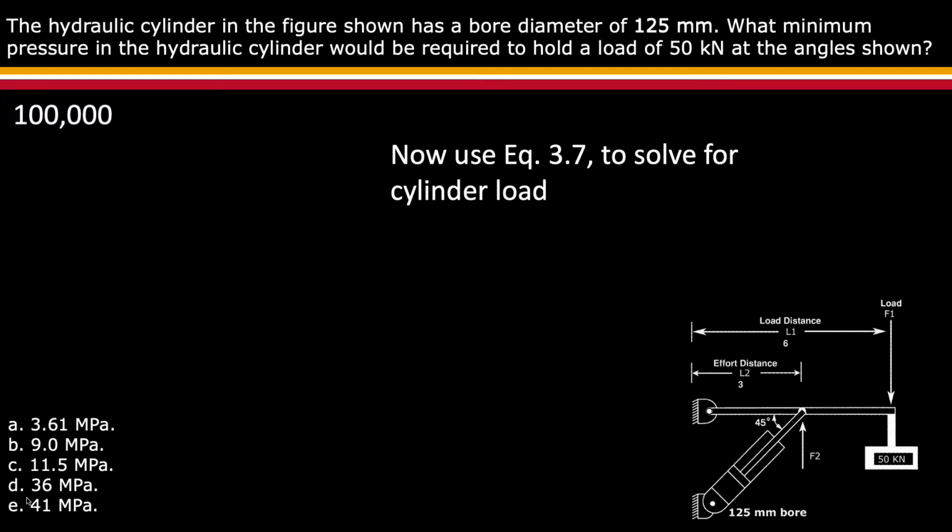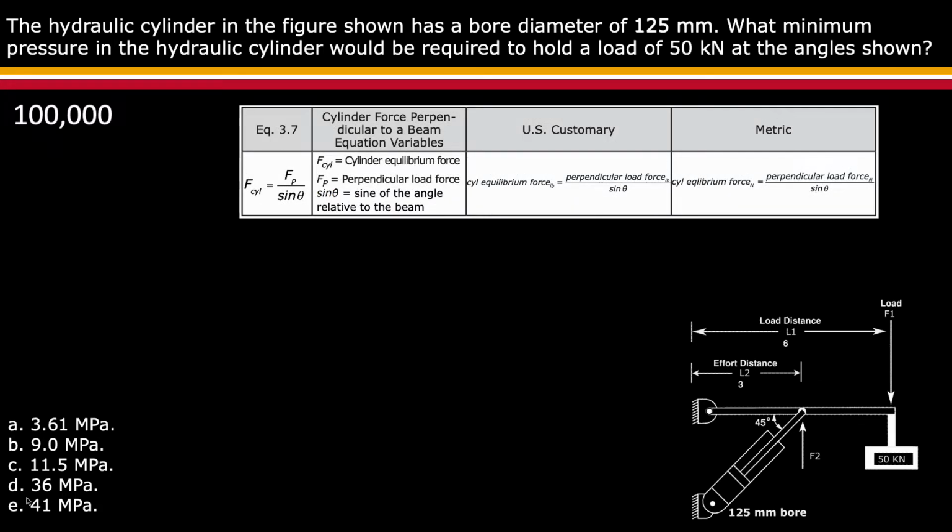Now that the equilibrium force is known, use equation 3.7 to solve for the cylinder load. The force of the cylinder is equal to the perpendicular force divided by the sine of the angle theta. In this case, the angle is 45 degrees.